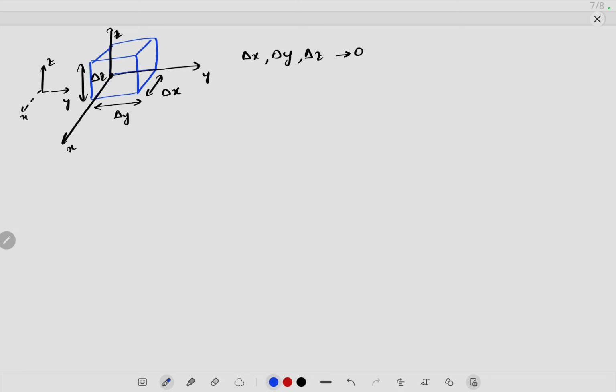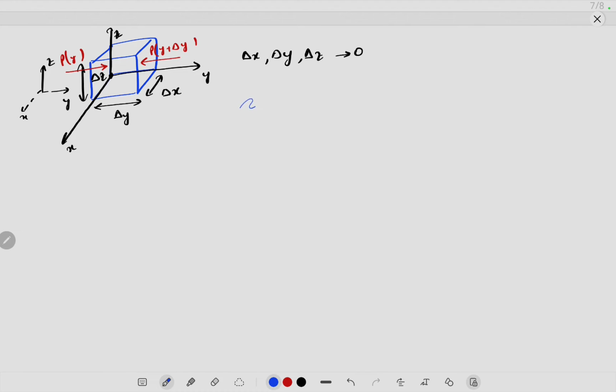Now we want to study what is the force that is generated because of the pressure variations along these axes. So the force because of the pressure variations along, let's say, the y-axis: let's say at y plus delta y, this pressure is P of y plus delta y, and this pressure is P of y.